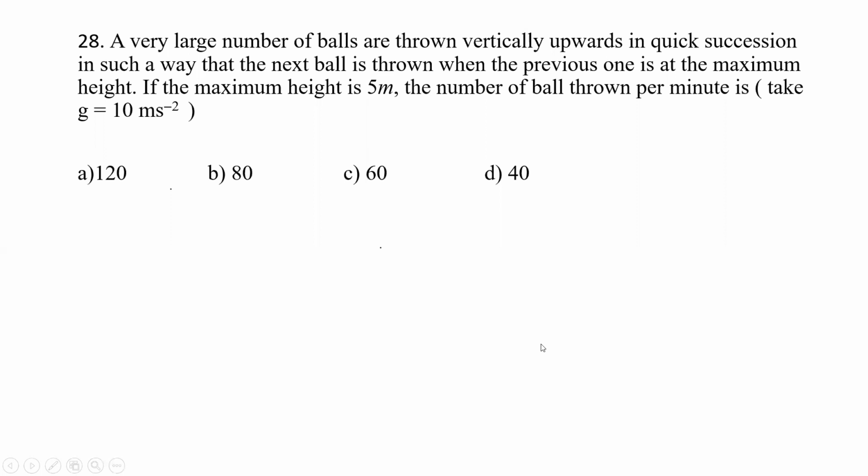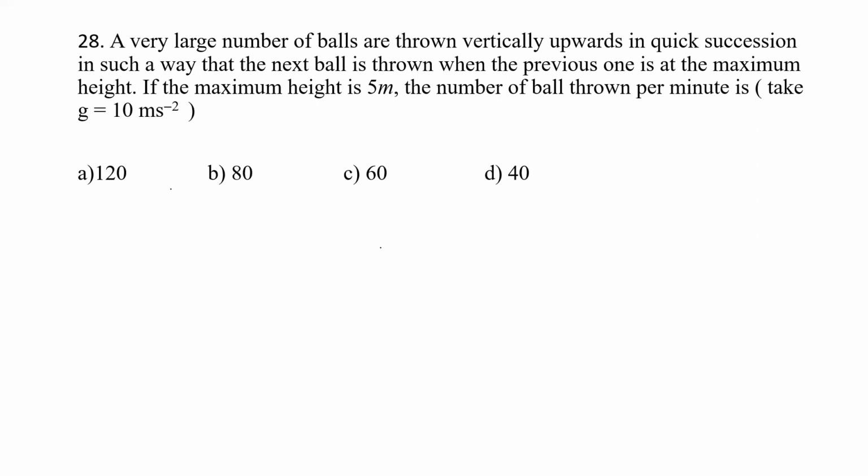Next question. A very large number of balls are thrown vertically upwards in quick succession in such a way that the next ball is thrown when the previous one is at the maximum height. Means here continuously the balls are thrown up. So when the balls are thrown up successively, the second ball will reach the first ball when the first ball is at the highest point or the maximum height. If the maximum height is 5 meter, the number of balls thrown per minute is, you need to calculate the number of balls thrown per minute.